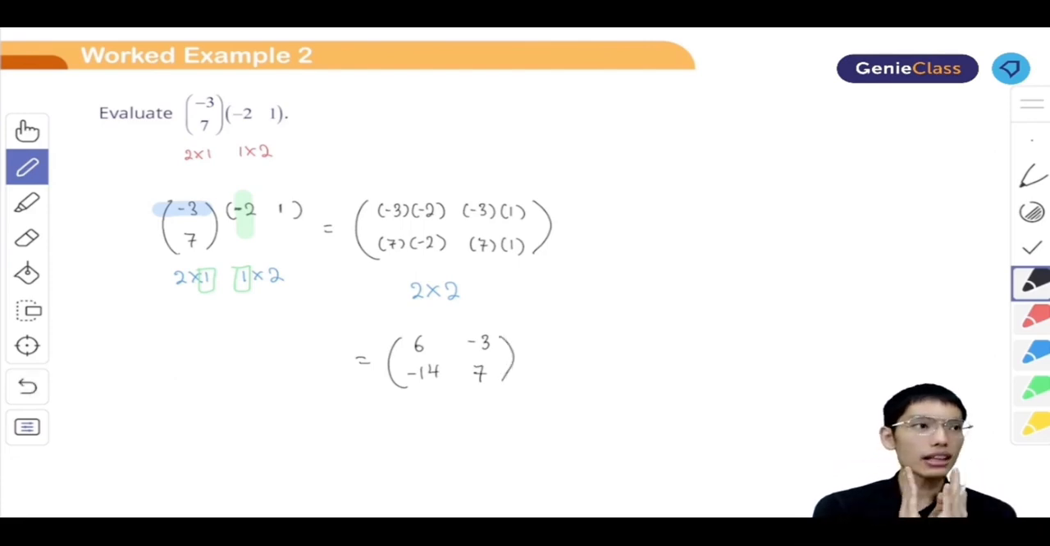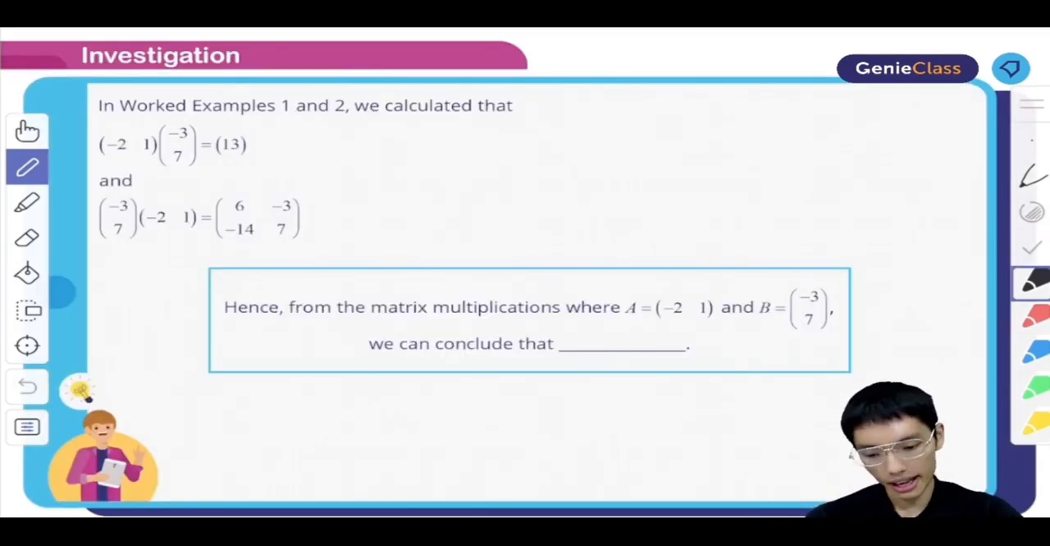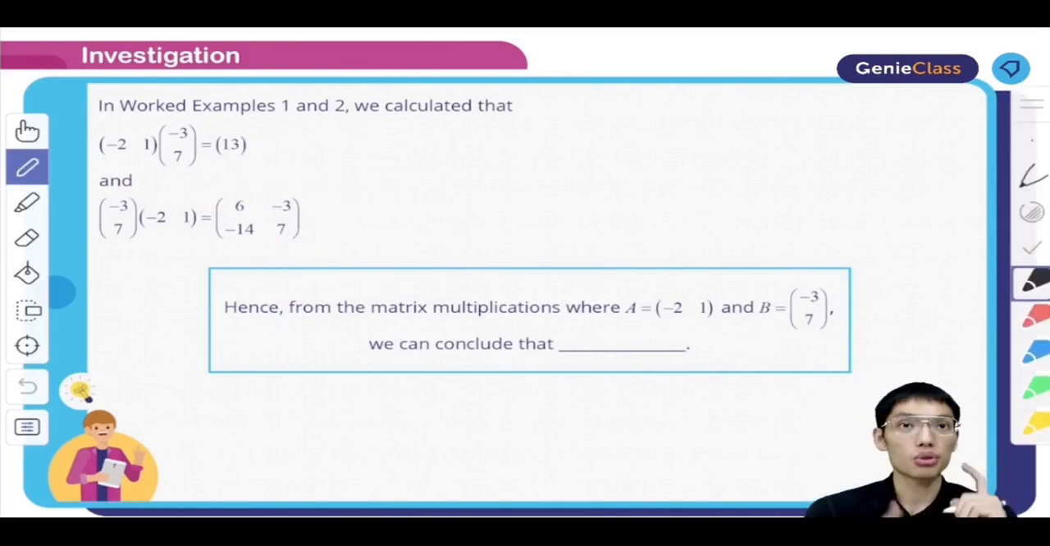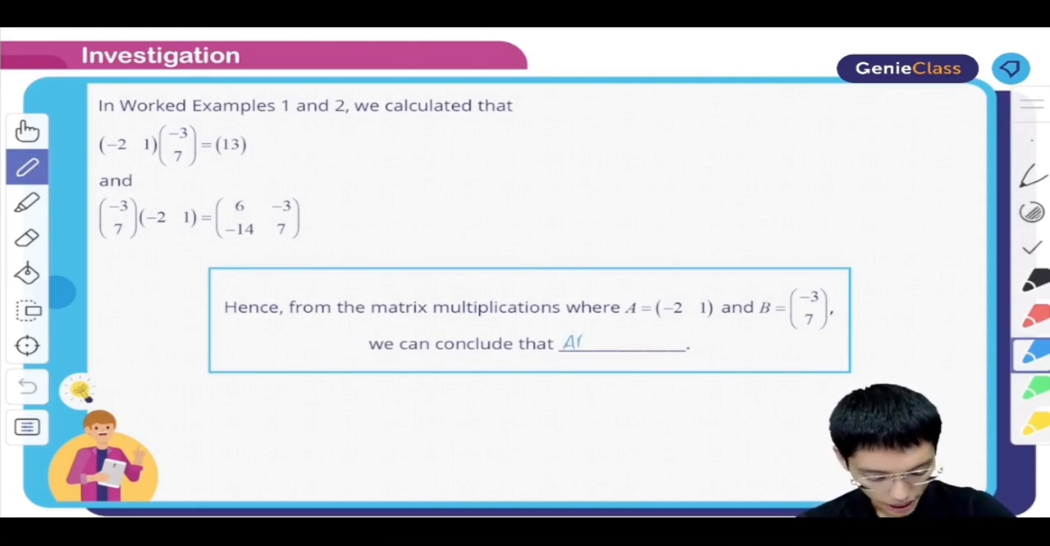So you realize, 1, the notion is knowing how to check the multiplication. And 2, you all should have realized that from work example 1 and 2, we calculated that one of them gives me a 1 by 1, one of them gives me a 2 by 2. So for the matrix multiplications that we have done, we can conclude the note that I mentioned: if I multiply this way, it is not the same. I repeat, not the same where I do it this way.